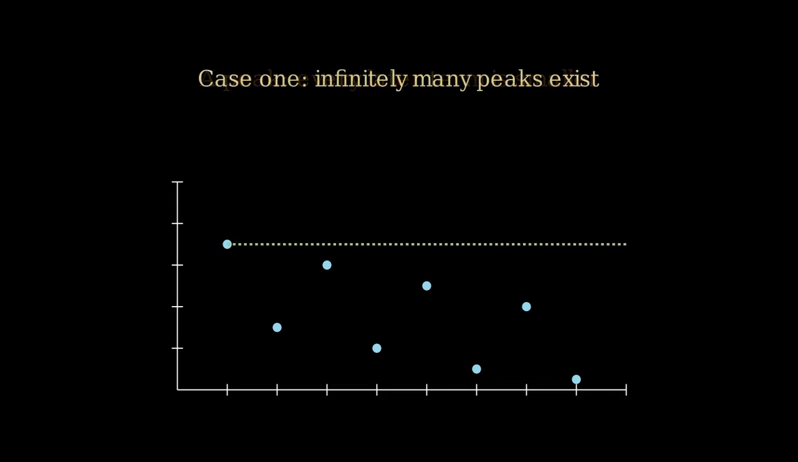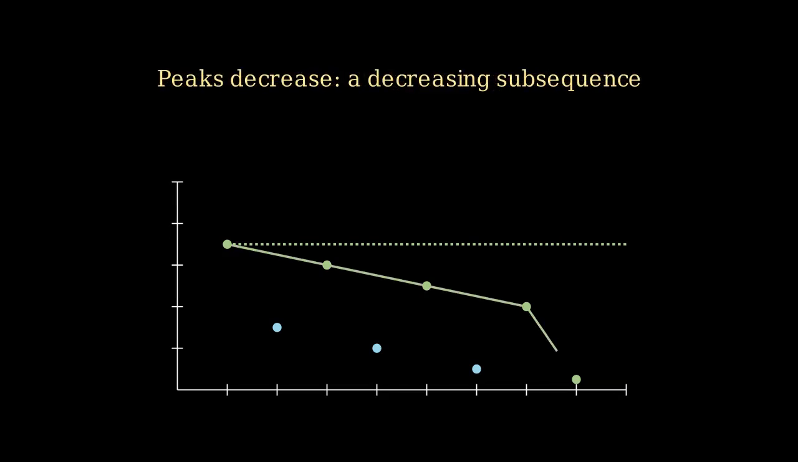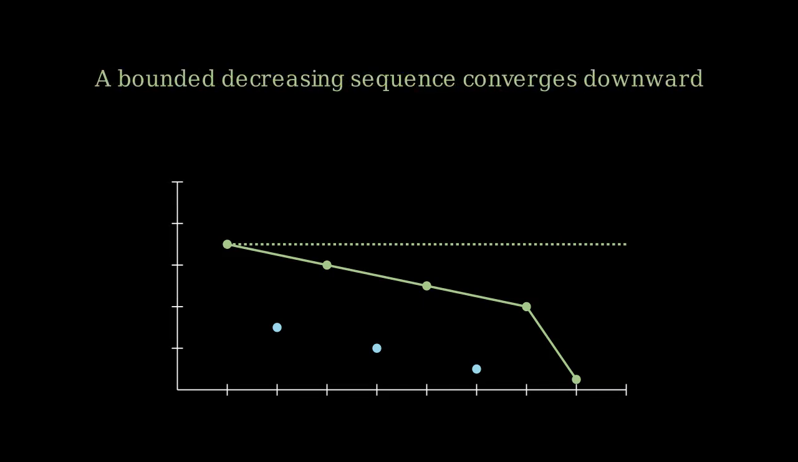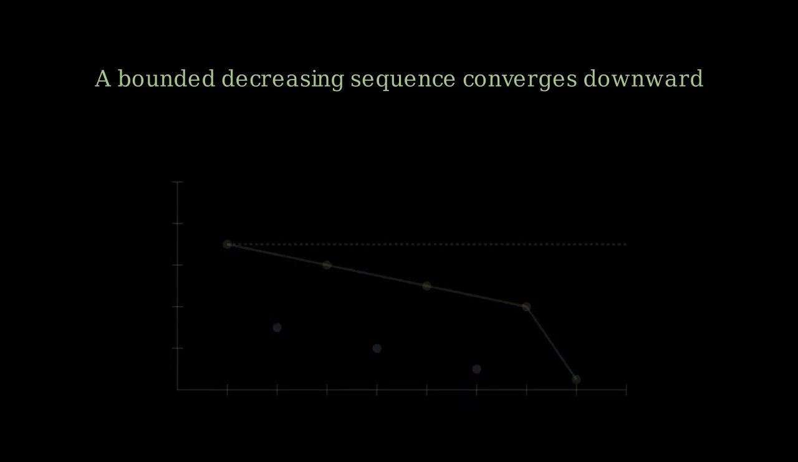There are only two possibilities for how many peaks a sequence can have, and we treat each one in turn. Suppose first that there are infinitely many peak terms in the sequence. By definition, each peak is smaller than the peak before it, since every later term must be smaller than an earlier peak, so this gives us a decreasing subsequence. Since the original sequence was bounded, this decreasing subsequence is also bounded, and a bounded decreasing sequence must always converge downward to some limit.